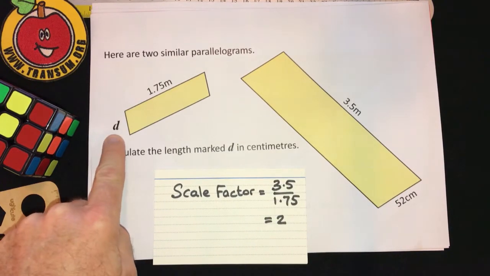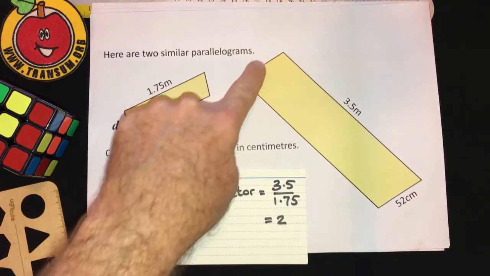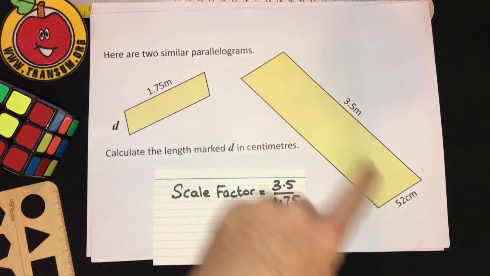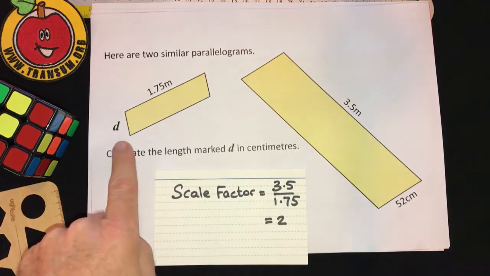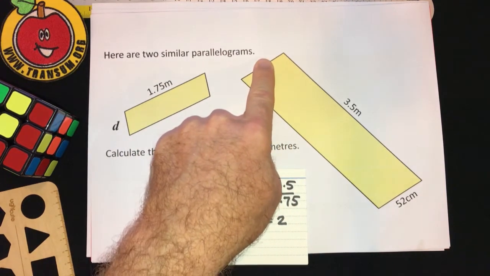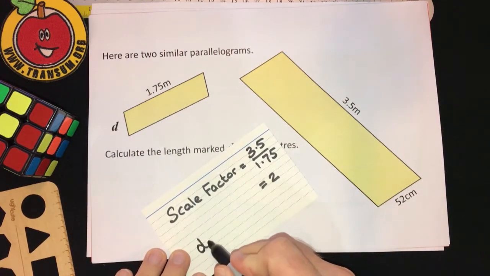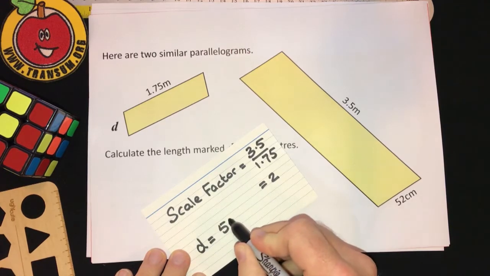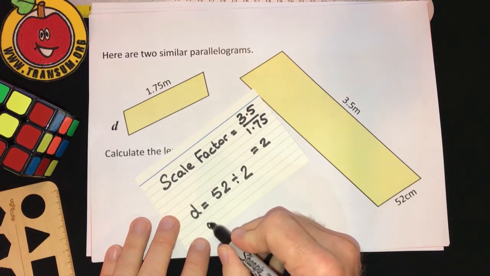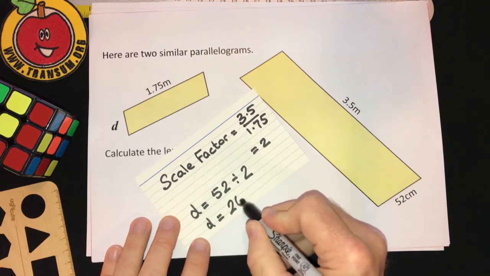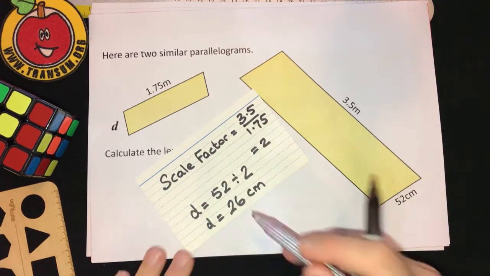Now we have to find out D. Well, D corresponds to this side here. But because it's a parallelogram, opposite sides are equal. So that would be 52 centimeters. So this time we've got the larger side, so we have to divide by the scale factor. So D is equal to 52 centimeters divided by that scale factor of 2. So D is equal to 26, and here the units are centimeters, and that is the answer.